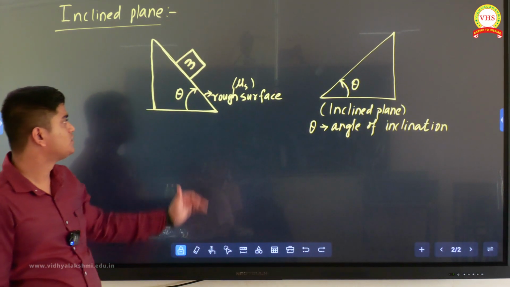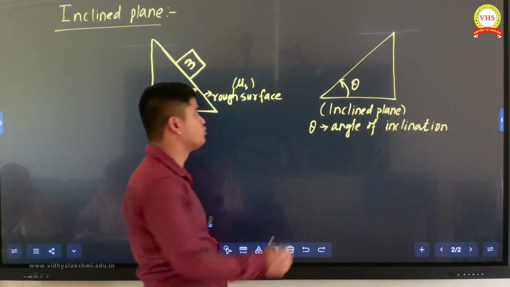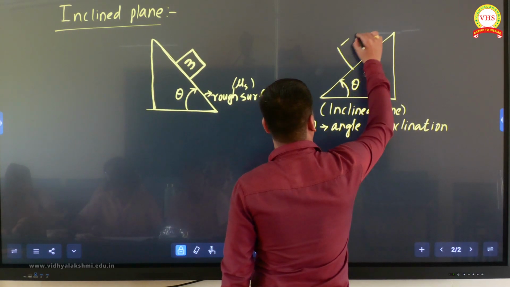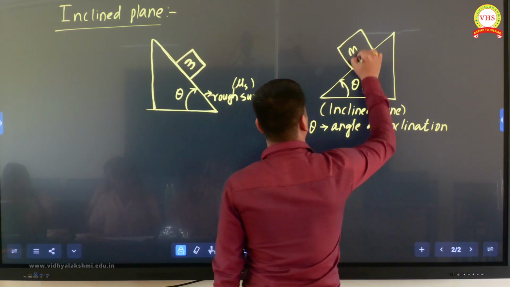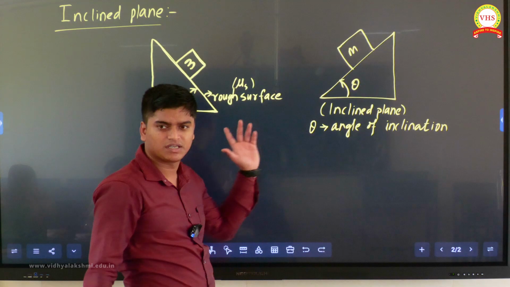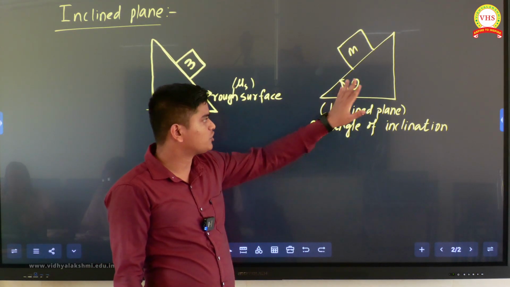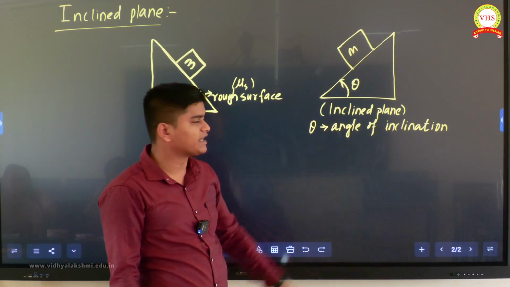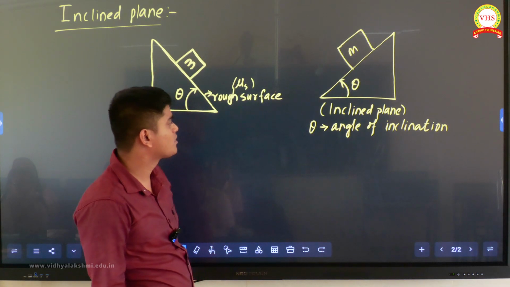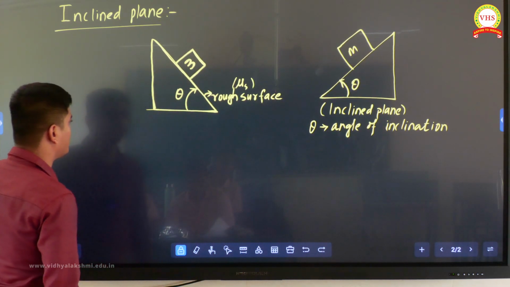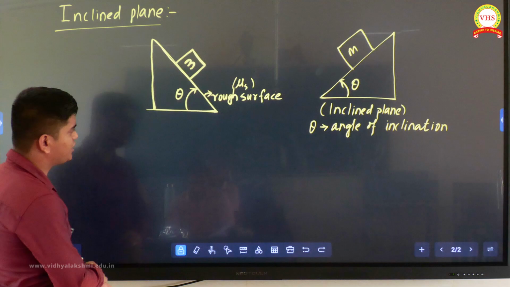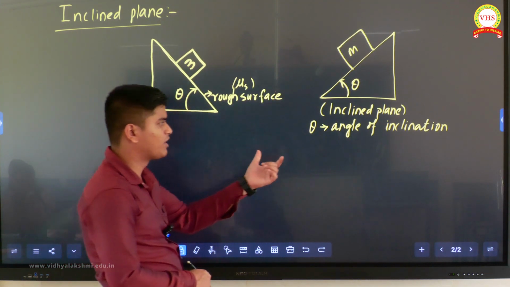You can also draw the picture like this, with the mass here, and it can slide like this. This triangular shape is basically called an inclined plane. Now we will consider this picture. Did you understand what an inclined plane is?